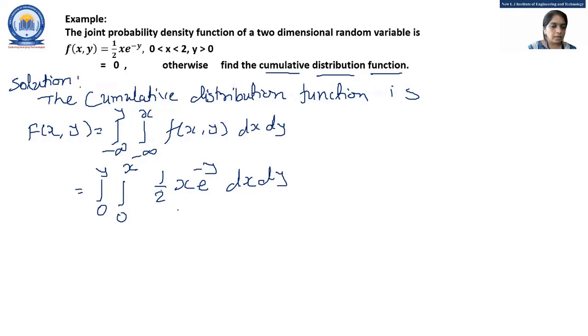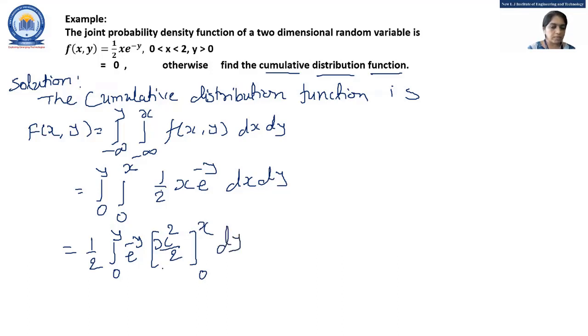So here, if I keep 1/2 out of the integral, so 1/2 integration 0 to y. The integration of x is what? That is x square by 2. It is e raised to minus y, keep it same. x square by 2, right? And it is 0 to x. dy, keep it same.